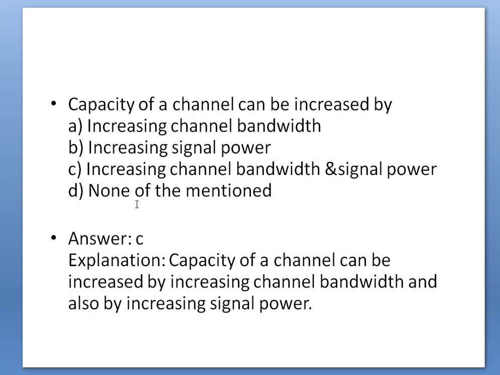Coming to the next bit, the capacity of a channel can increase by: increasing the channel bandwidth, increasing the signal power, increasing the channel bandwidth and signal power, or none of the above. The answer is C. Channel capacity increases by increasing the channel bandwidth and also by increasing the signal power. Very important bit, keep it in mind. If you increase both parameters, the channel capacity increases proportionally.